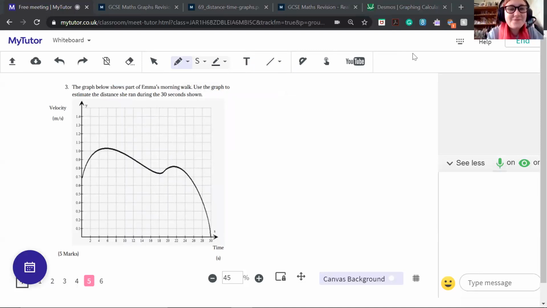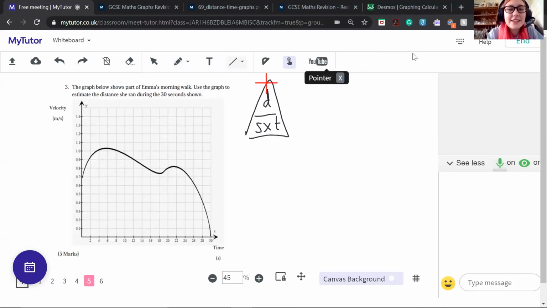So let's think about our triangle. It's distance over speed times time. We're looking for the distance, so we want to do speed or velocity times time. Whatever's on this axis times whatever's on this axis is the area, right? If we're timesing two things together, that's the area of something.